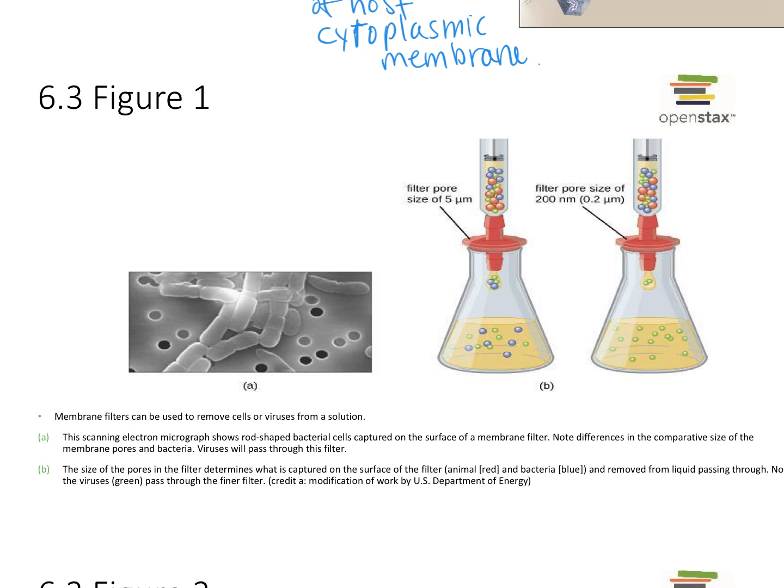One method we could use, if we've got a suspension that has a lot of different stuff in it, there could be bacteria and other things present, is to run that suspension through some kind of filter or membrane where the pores are small enough that only viruses could fit through. You can see here where these pores are really small and these bacteria are too big to fit through. So we would have a suspension just of viruses.